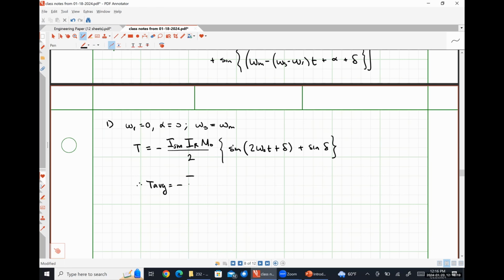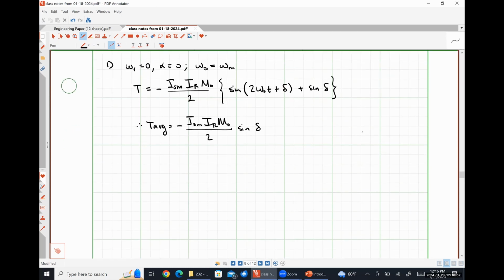So we're going to have an average torque of negative ISM IR M naught over 2 times the sine of the rotor position. So that's the average value of the torque. All right, so in this system, our torque is sinusoidally changing, but it's got like a DC offset, okay? So something like this.